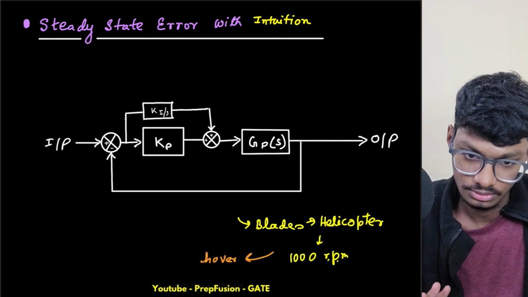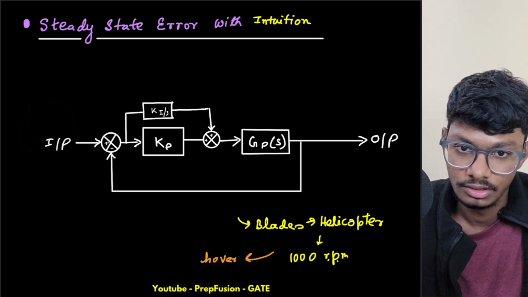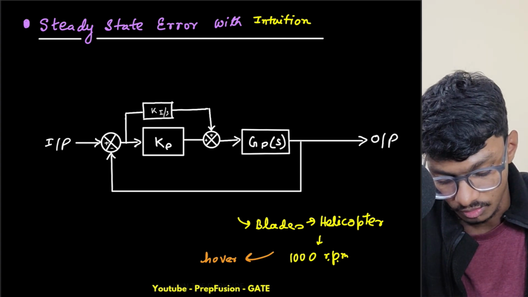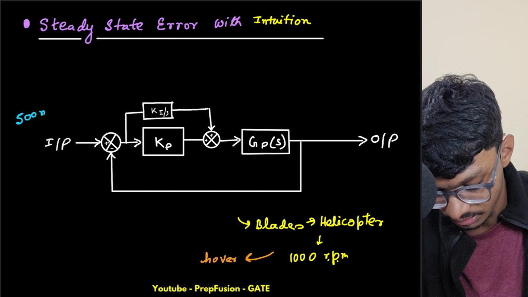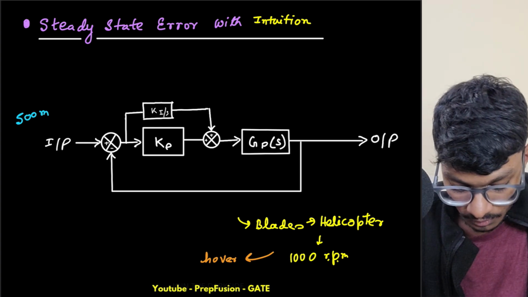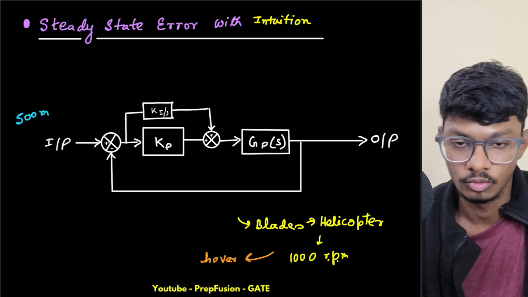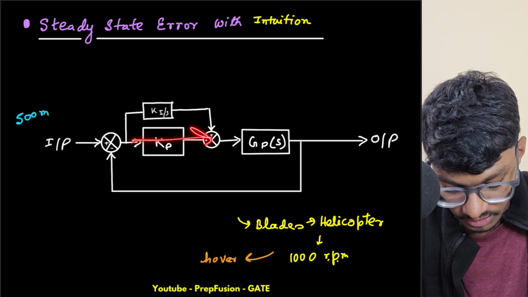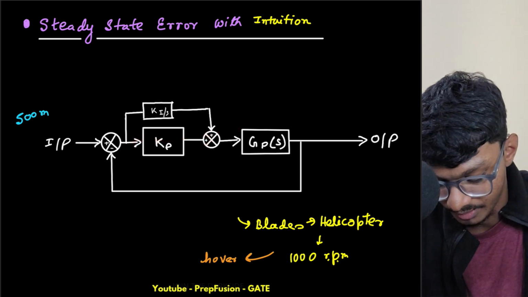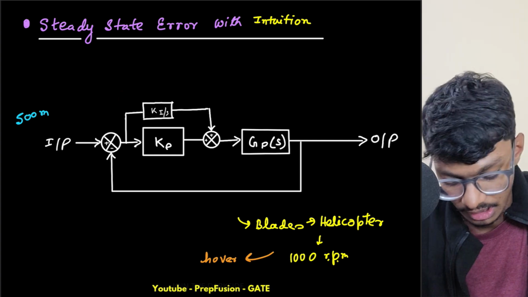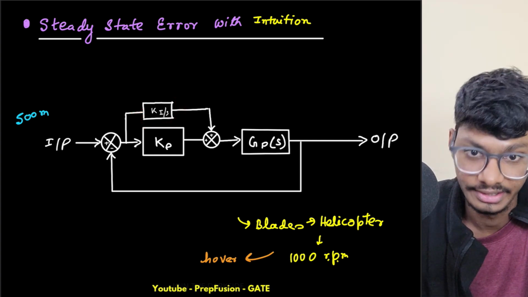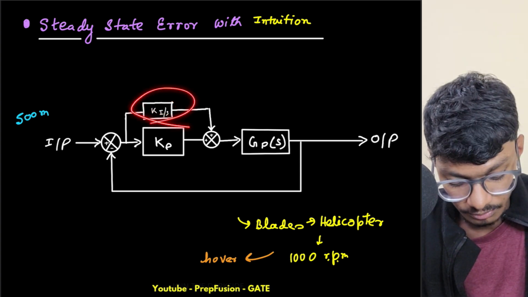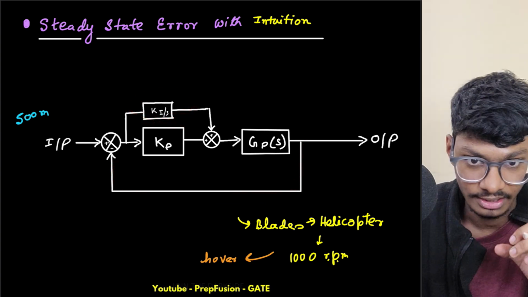Okay, so same example again. Initially my input is 500. Let's say I want my helicopter to reach 500 meters. Initially the output was at 0 meters, no height. Now what will happen? This will give me 500 meters again as the error. So this will give me 2500. Let's say kp is initially 5. So this will give me 2500, and this will give me how much? Again, this will integrate. Initially it will give 0, but after that it will integrate the area of the error curve.